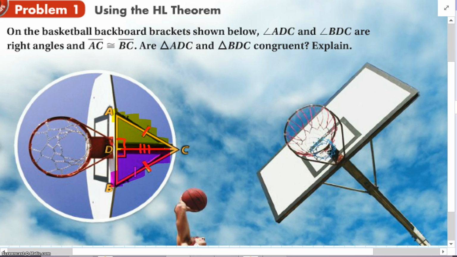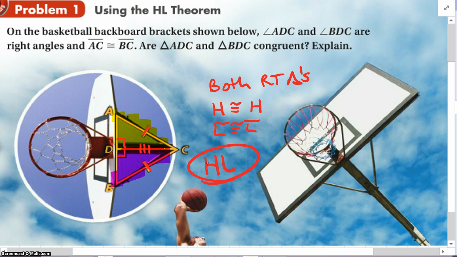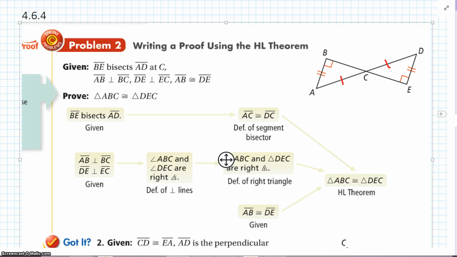Are they congruent? Why, yes, they are, because they both meet the criteria. They're both right triangles. The hypotenuses are congruent to each other, and we have a leg that's congruent to each other. So, by theorem, they are congruent by the HL, or hypotenuse-leg theorem of right triangles.